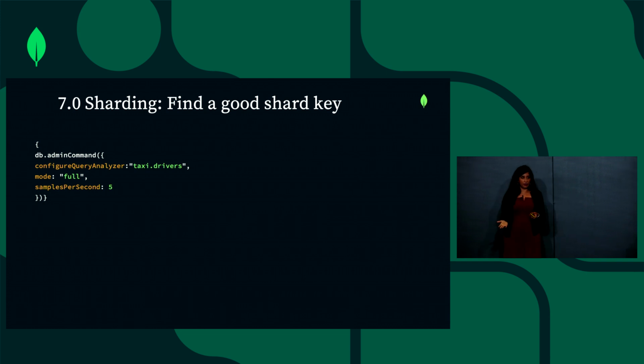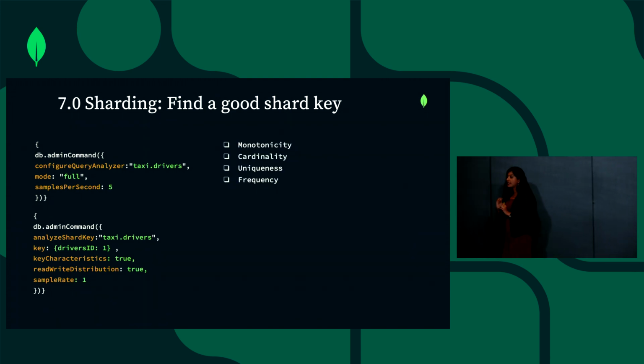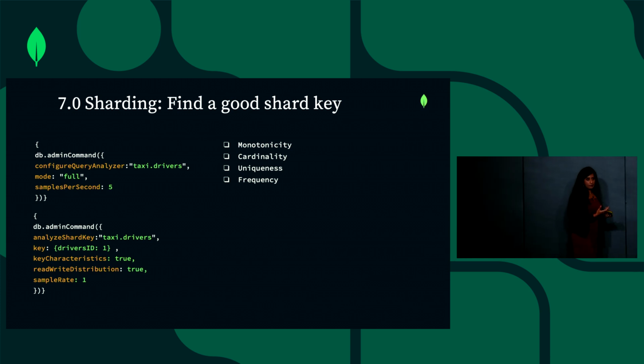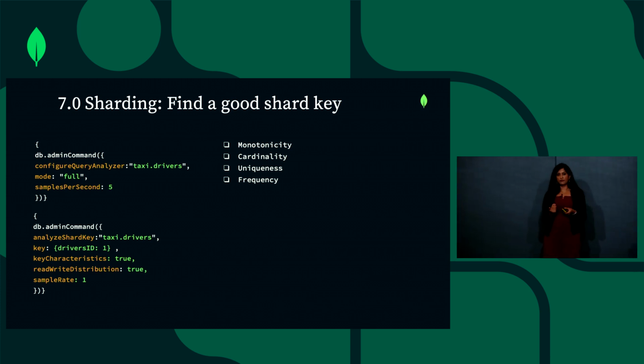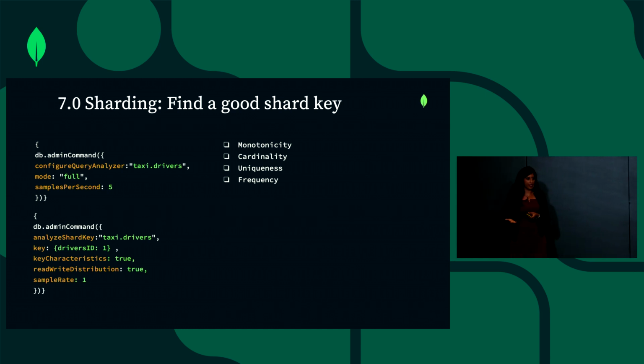Once you've sampled enough queries, then you provide it driver's ID, for example. You're like, analyze driver's ID as a shard key for me for this collection. What analyzeShardKey will do is give you information about the characteristics of your field. Is it a monotonically increasing field? Does it have high cardinality? What is the frequency of that particular field in your data? And is it unique? It's often hard to know this information about a field up front if you've not been the one who's built that application.